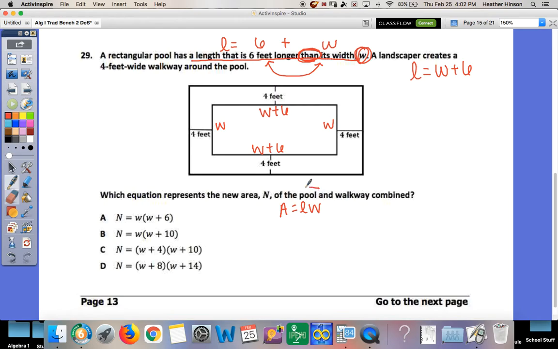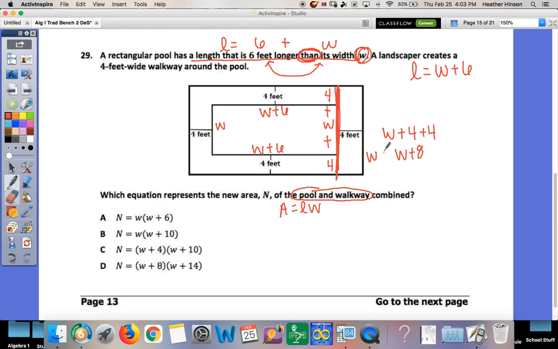So we want the area of the pool and the walkway. So for our width right here, for the whole width, we have W in the middle. Our walkway at the top, well, that's 4 feet. Our walkway at the bottom, that's 4 feet. So this whole pool is 4 feet at the top for that walkway, plus your width of the pool, plus the walkway at the bottom. So W plus 4 plus 4, which is W plus 8. That's your width.